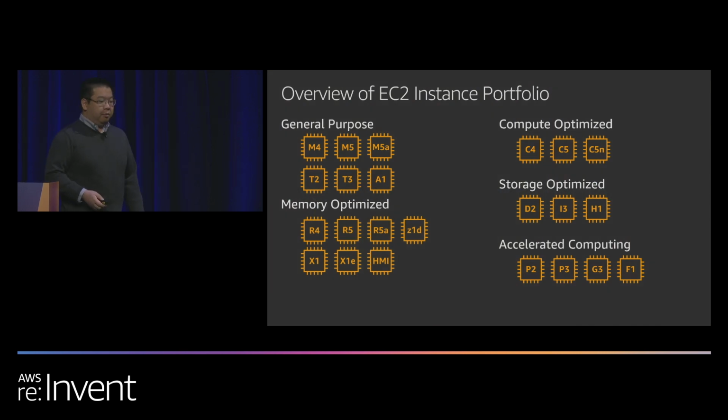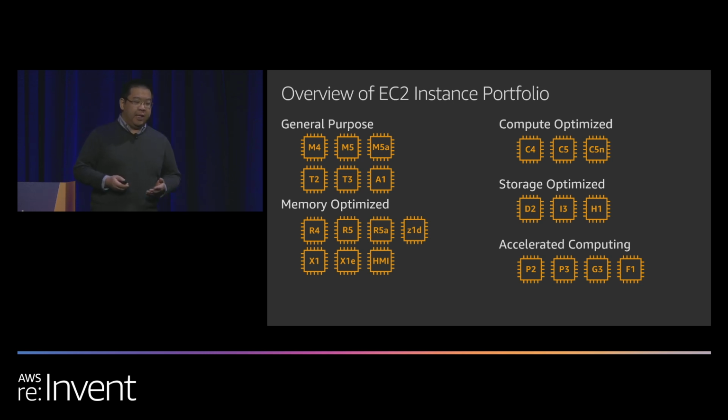So when EC2 was first launched, we all started with one single instance, which is M1. Now we have more than 270 instance types on EC2. With this kind of wide selection of EC2 instances, a lot of customers ask us, what's the difference between these instances and how do I choose them?